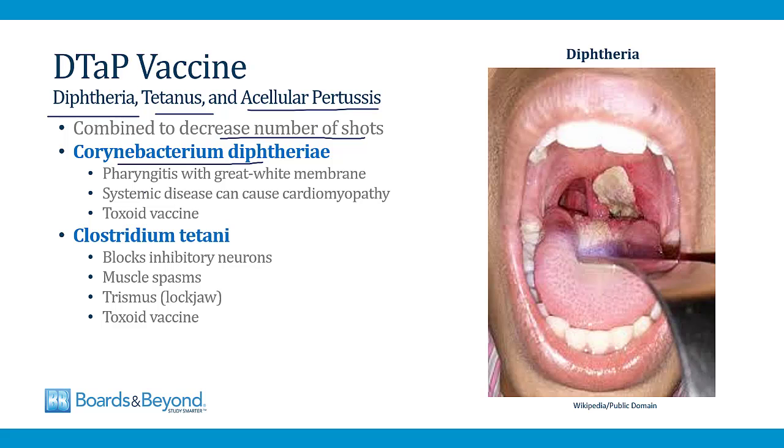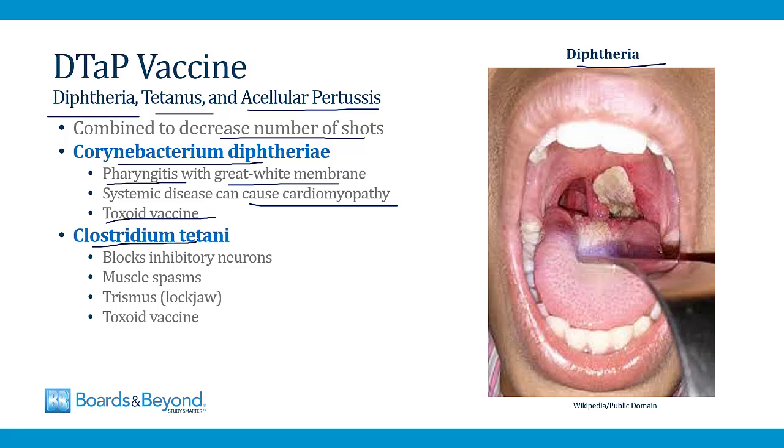The symptoms of diphtheria are pharyngitis with a gray-white membrane. This is a picture of what it looks like on the screen here. Systemic toxicity from diphtheria can cause cardiomyopathy and be life-threatening. And the diphtheria vaccine is a classic example of a toxoid vaccine.